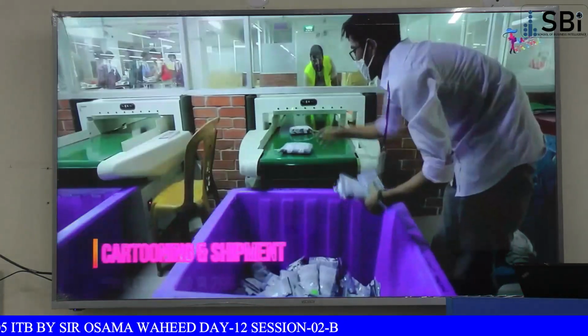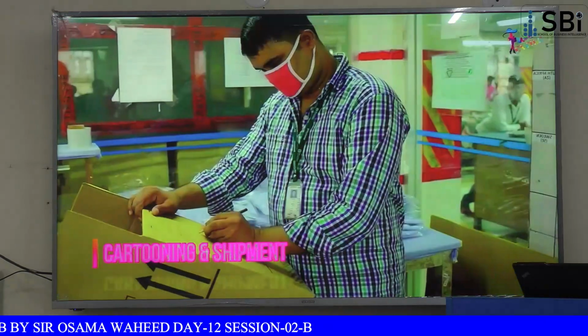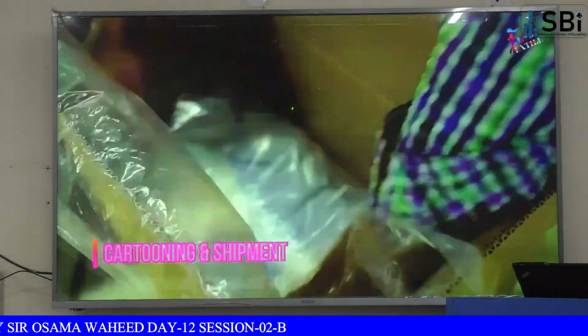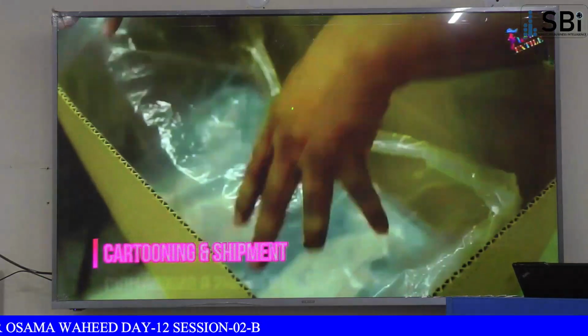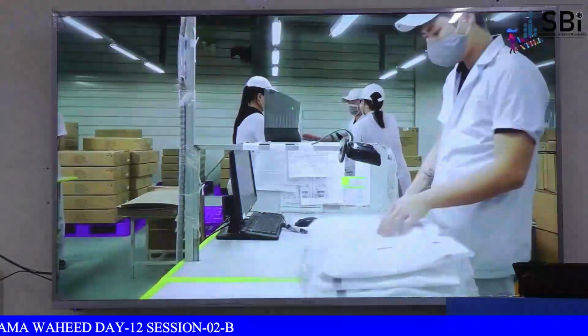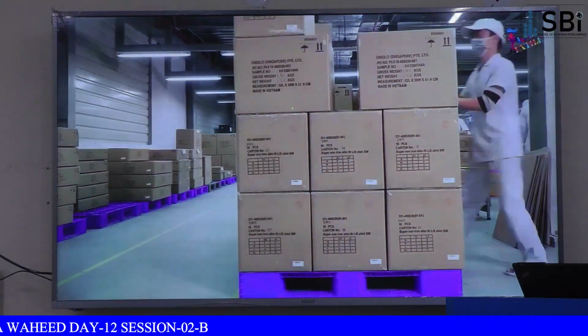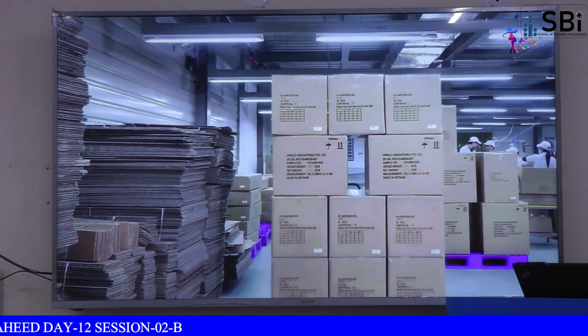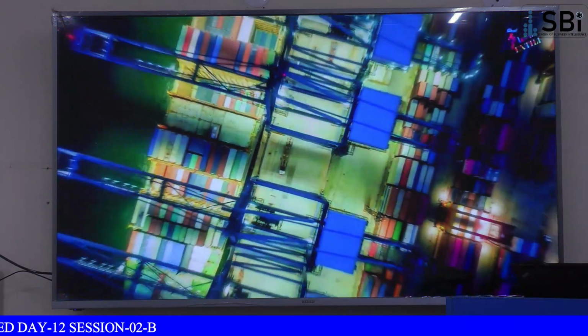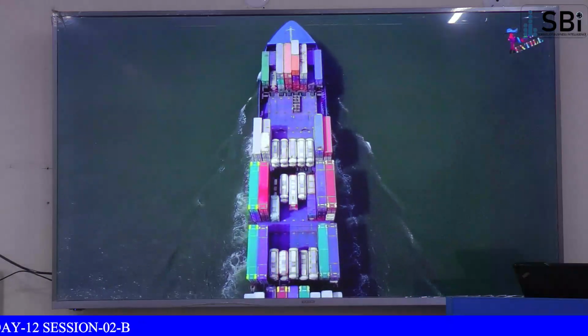Packing and shipment. After the garment packing, cartoning is done for reducing the damages of garments. Every garment needs to be cartoned by maintaining the buyer's instruction, and then shipment starts. Most of the garment shipment is sent by seaport to the buyer.